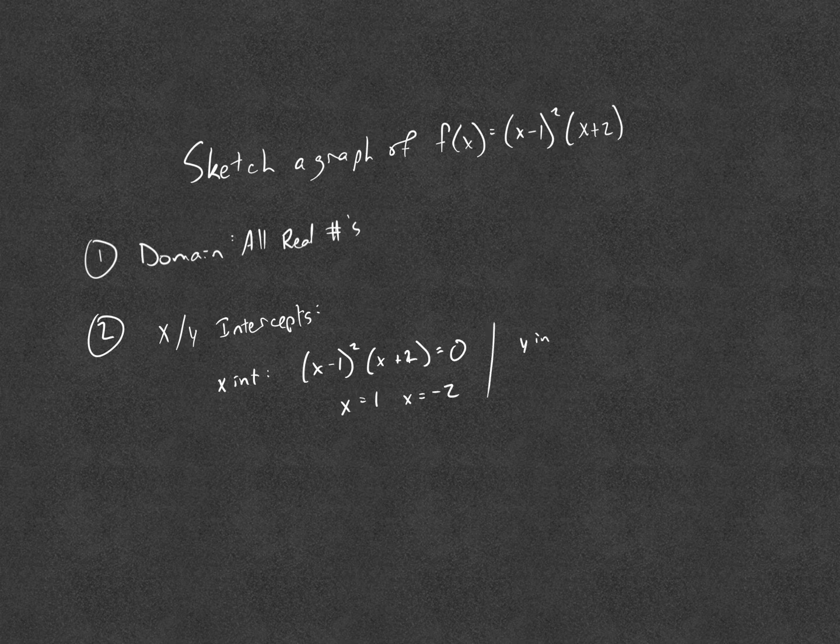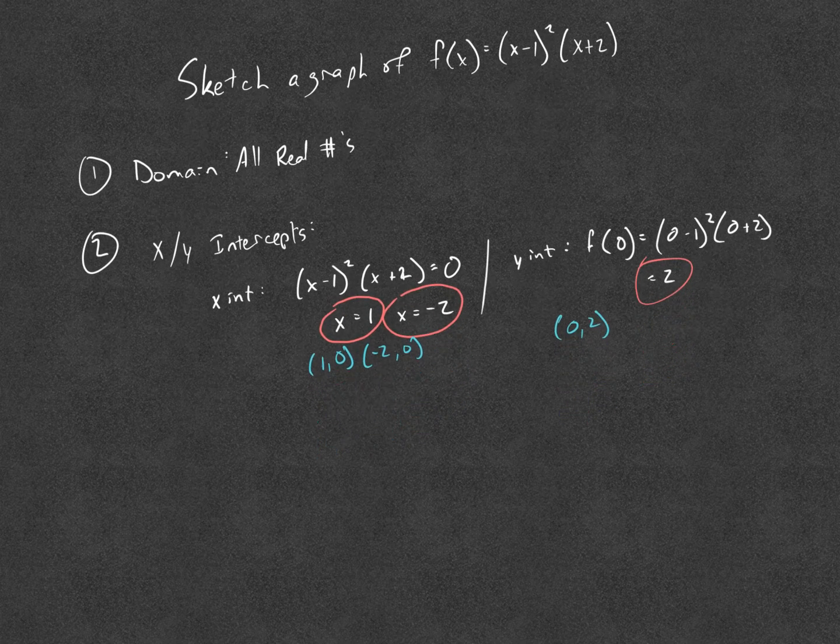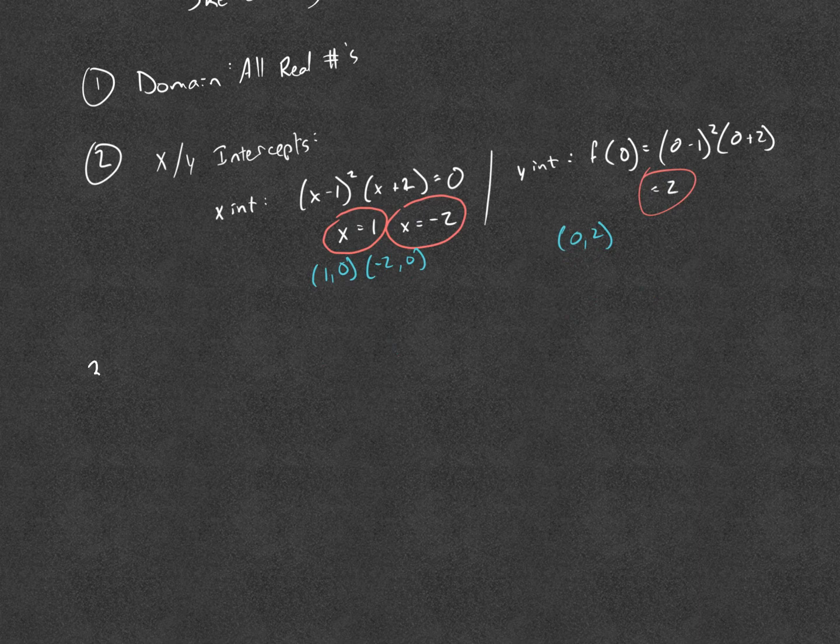Then for my y-intercept, and actually let me circle them in red because I'm going to need those later when I go to graph. For my y-intercept, we evaluate the function at 0. When x is 0, we have 0 minus 1 squared, and then times 0 plus 2. Negative 1 squared is 1, times 2 is 2. So that actually gives you 3 points pretty quickly. We have on the x-axis (1, 0) and (negative 2, 0), and on the y-axis (0, 2). So far so good. Moving on to step 3.